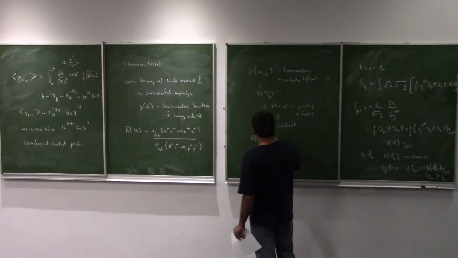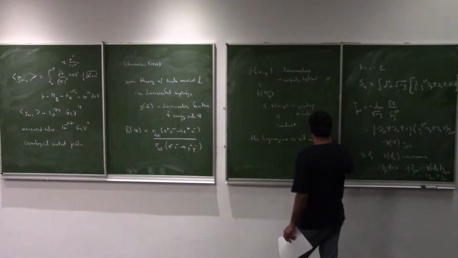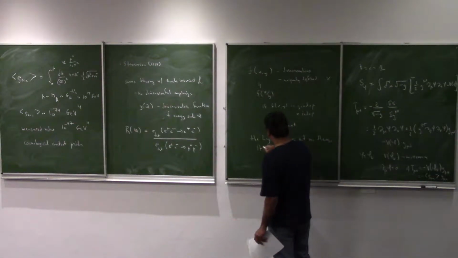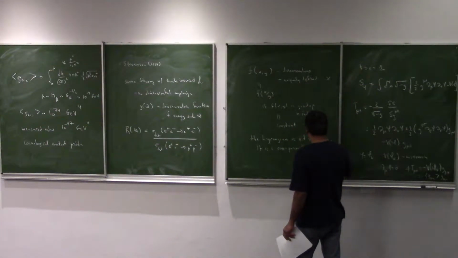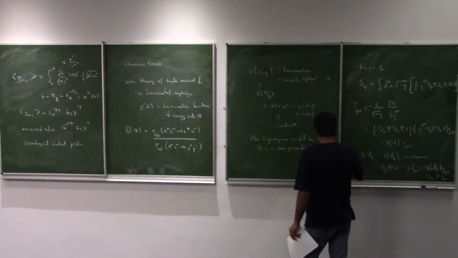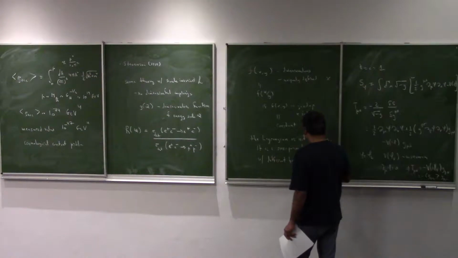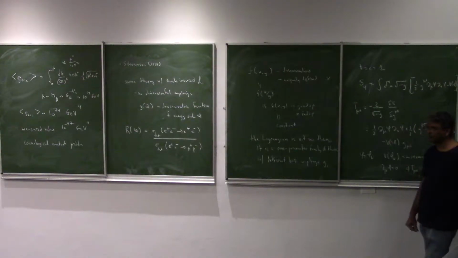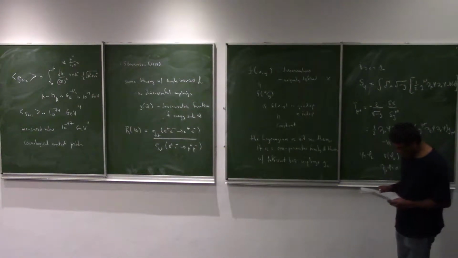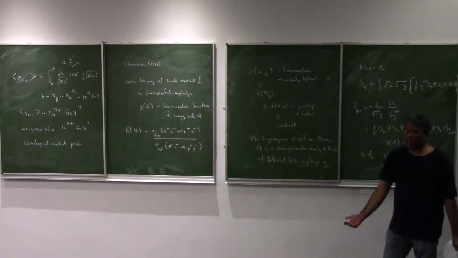The Lagrangian is not one theory. It's a one-parameter family of theories with different bare couplings, g0. So, because of this one-parameter ambiguity in the definition of the theory, we'll see that a scale enters through the back door.